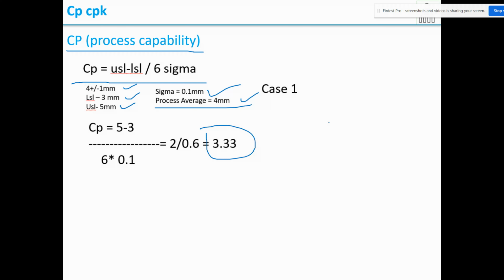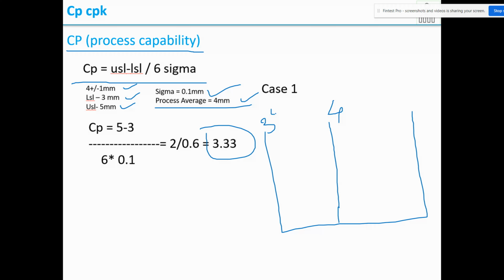Now let us manually draw the standard bell curve with a standard chart. So this is your 3 and this is your 4. LSL is 3, then the mean is 4, then USL is 5. So what is the process mean? 4. That means you are overlapping on the design drawing mean, the design requirement.